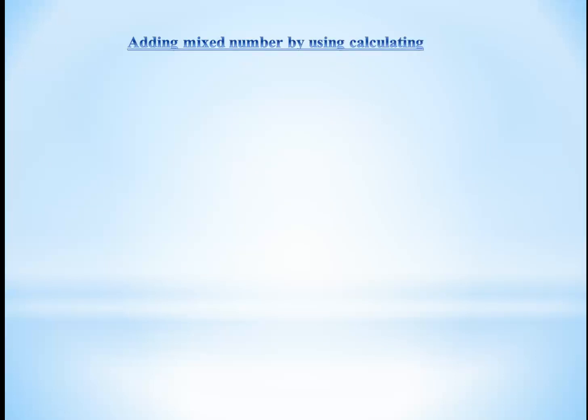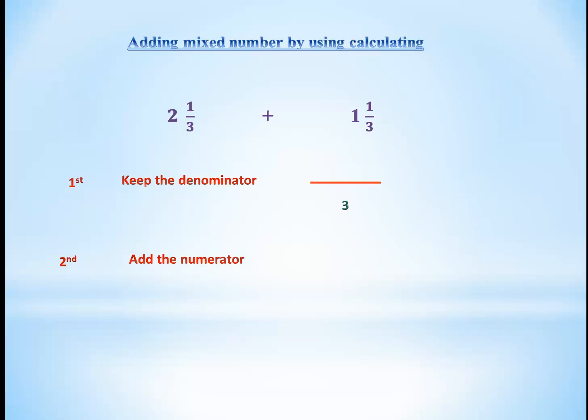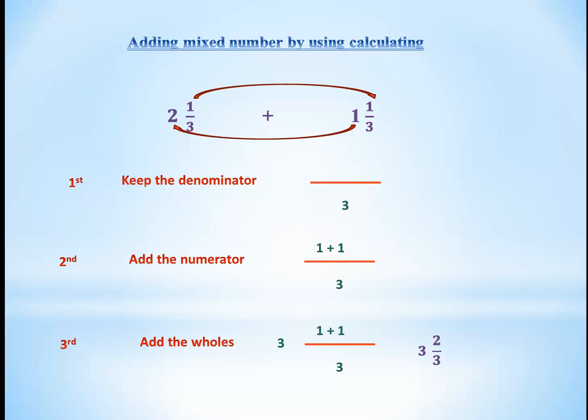Adding mixed numbers by using calculating. Okay, 2 and a third plus 1 and a third. We will start from first. We will keep the denominator as it is. Okay, we will put 3. Second, add the numerators. The numerators here are 1 plus 1. So we will put 1 plus 1 over 3. Then add the whole numbers, 2 plus 1 equals 3. So it will be 3 and 2 thirds.